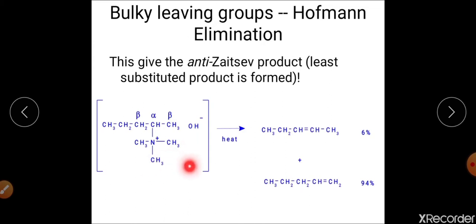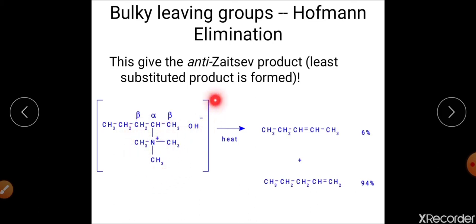This is a case where we were talking about the poor leaving group, the bulky leaving group. For example, this is a case of Hofmann elimination reaction. You have studied it in your BSc or MSc classes. This is a particular case of Hofmann elimination reaction in which we have a quaternary ammonium hydroxide, and this will undergo the elimination reaction. This is the beta carbon and this is again the beta carbon. So this OH negative can attack this particular carbon as well as this carbon, but you can clearly see that here you have the branching, and this is the leaving group.